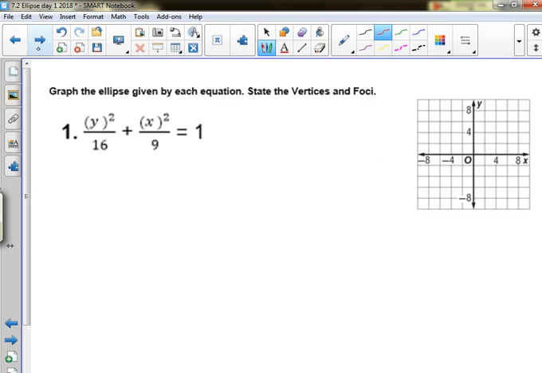Here we go. Oh, easy peasy. We used to do a whole day of these. That's kind of boring. Where's the center? 0, 0. And then what? A squared, yeah. A squared is 16, A is 4. And B is 3. But which way do we go? That's the important part. It's under the Y, so we go up and down 4. Oh, great. We got wacky graph paper again, right? And left and right 3.